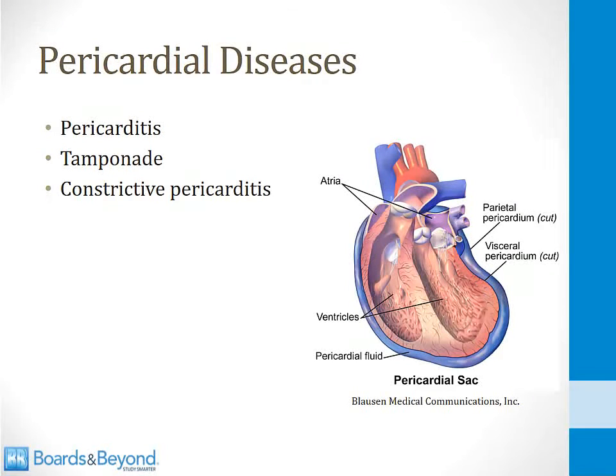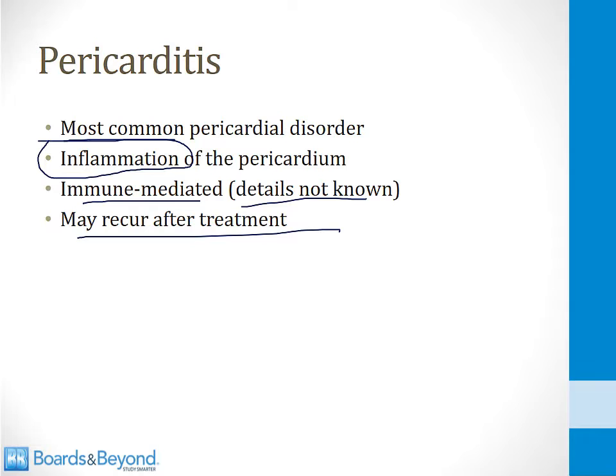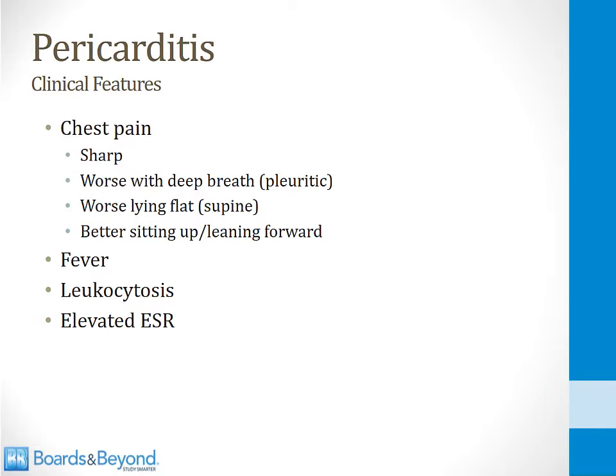There are three pericardial diseases you need to know for Step 1: pericarditis, tamponade, and constrictive pericarditis. We'll go through all these in the next few slides. Pericarditis is the most common pericardial disorder, and as the name implies, it involves inflammation of the pericardium. This is an autoimmune process. It's an immune-mediated attack on the pericardium. The triggers and the details are poorly understood, and in some cases after treatment, pericarditis recurs, and this is obviously called recurrent pericarditis. Pericarditis is usually benign, and the most important thing to do with pericarditis is distinguish it from coronary disease and other serious cardiovascular disorders.